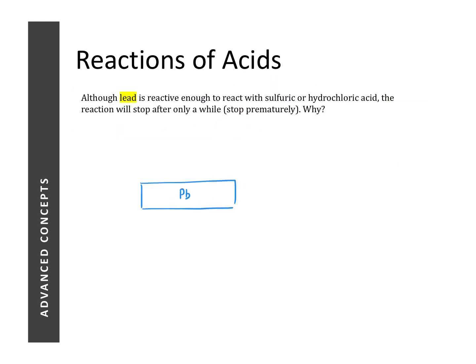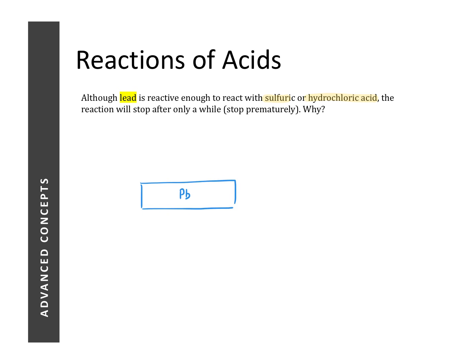So this is the second example that we're going to look at, where we are now looking at the reaction of a metal with an acid. Earlier in the lessons we learned that not all metals can react with acids, only the reactive ones do. In this case, lead is actually reactive enough to react with acid. However, if we were to react lead with sulfuric or hydrochloric acid, you'll find that the reaction actually stops even before it's complete. The reason for this is the same.